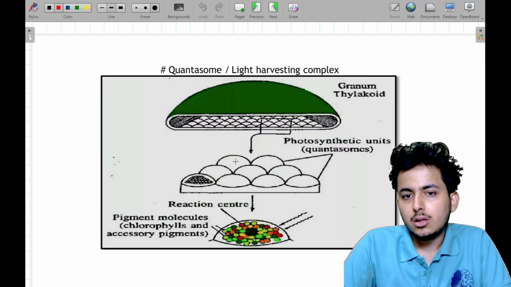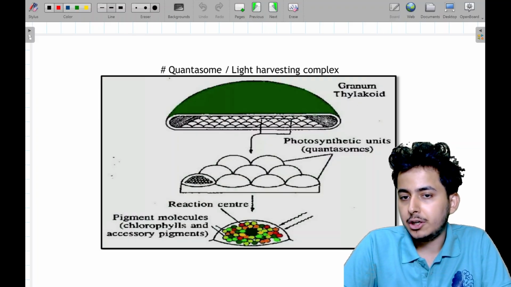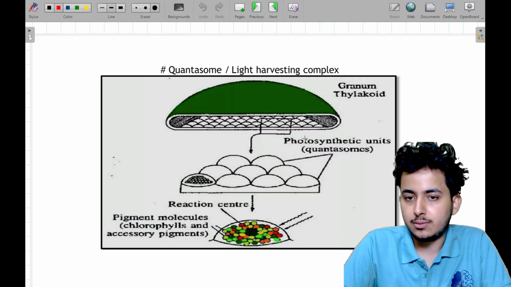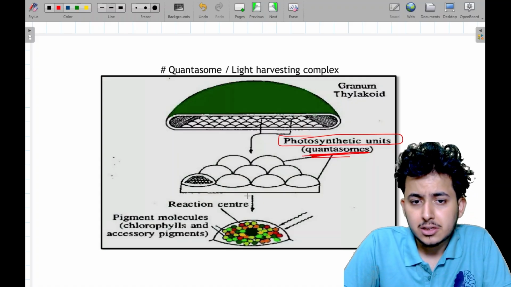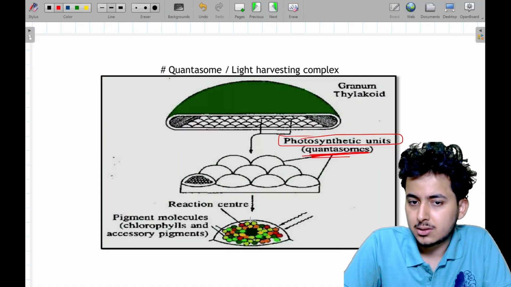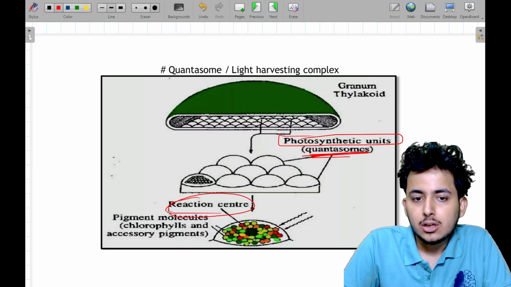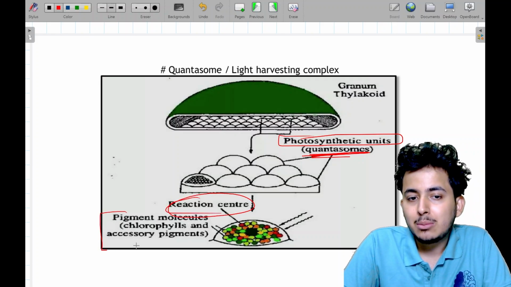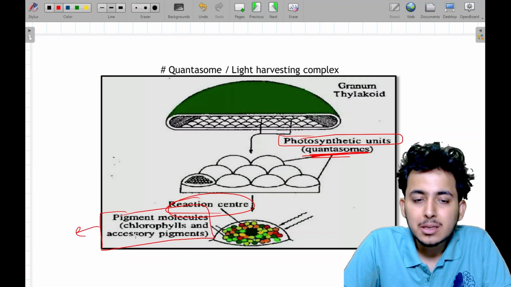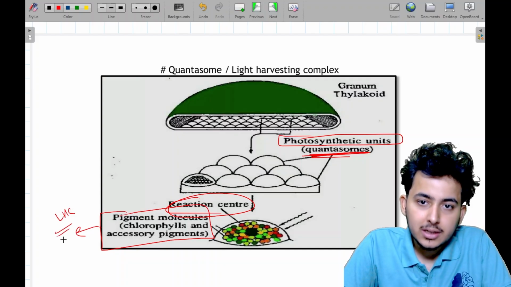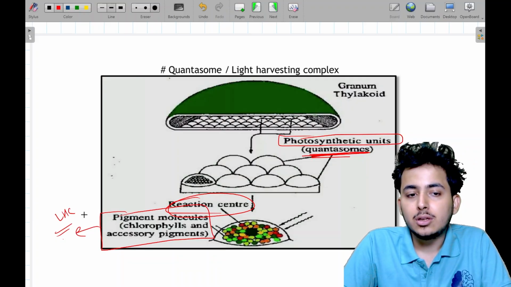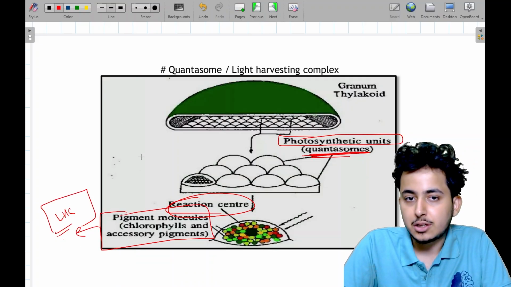So basically in this thylakoid, you have these units which are called photosynthetic units, also known as quantasomes. These quantasomes consist of reaction centers. The reaction center is accompanied by pigment molecules which are called accessory pigments, antenna molecules, or light harvesting complex. Okay, all these can be the names of these accessory pigments.